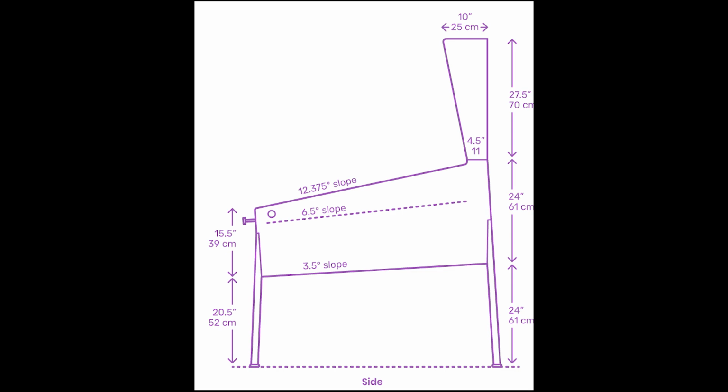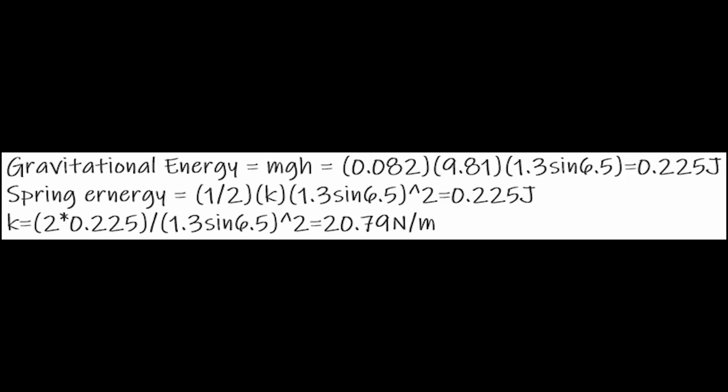For part B, find the velocity of the ball after you missed everything in the machine and couldn't hit the ball with the bumpers. For part A, there are two parts. First, find the gravitational energy that the ball will have at the highest point in the pinball machine. Since the gravitational energy is mass times gravity times height, the equation becomes 0.082 times 9.81 times 1.3 sine of 6.5, which equals 0.225 joules.